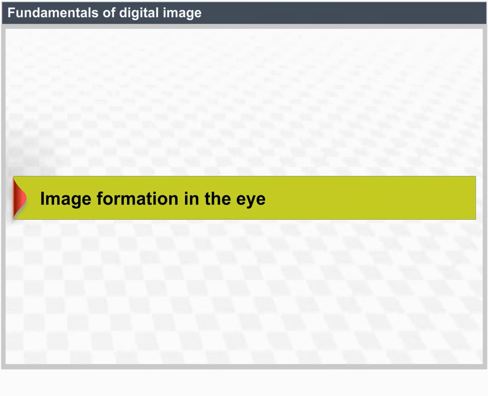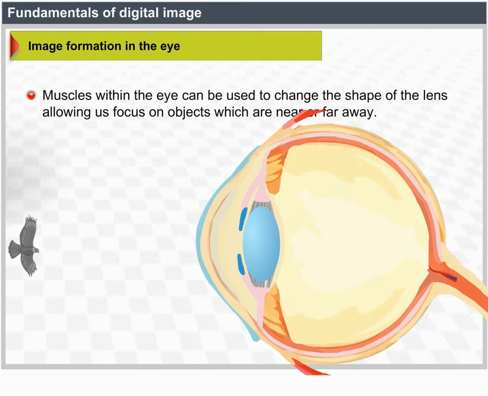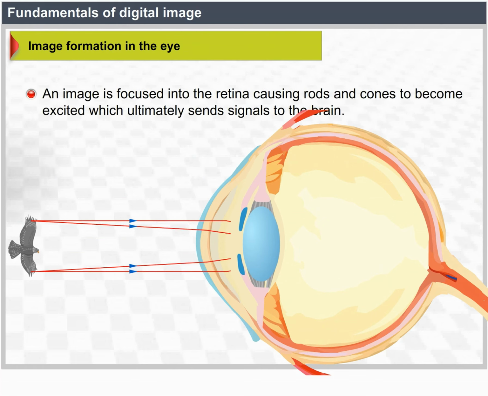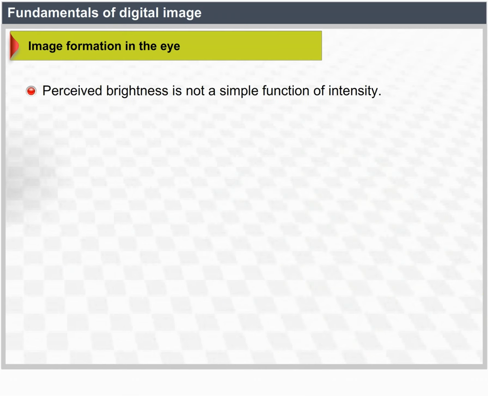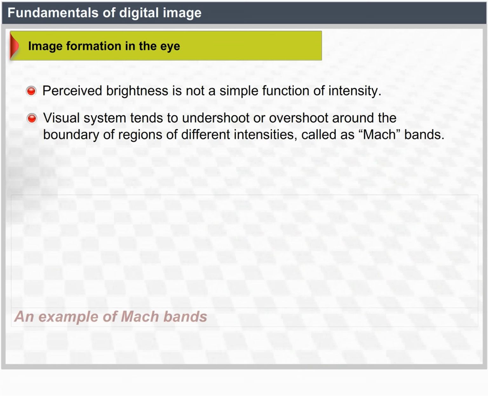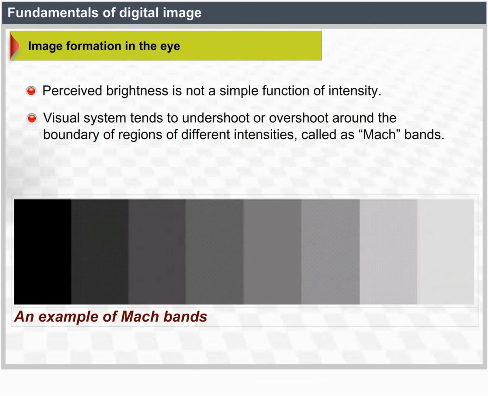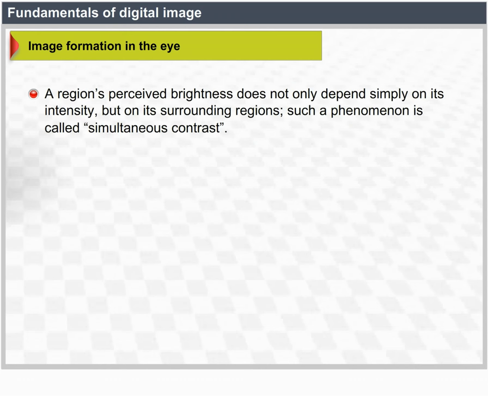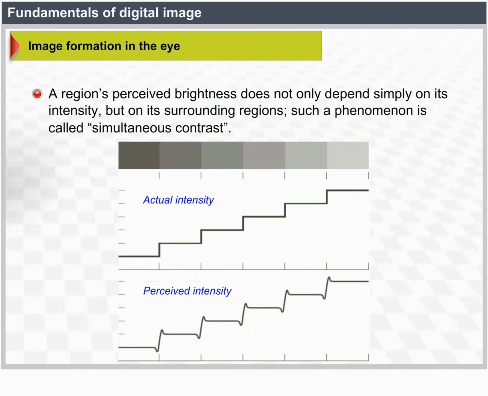Image formation in the eye. Muscles within the eye can be used to change the shape of the lens, allowing us to focus on objects that are near or far away. An image is focused onto the retina, causing rods and cones to become excited, which ultimately send signals to the brain. Perceived brightness is not a simple function of intensity. The visual system tends to undershoot or overshoot around the boundary of regions of different intensities, called Mach bands. A region's perceived brightness does not depend simply on its intensity, but on its surrounding regions. Such a phenomenon is called simultaneous contrast.